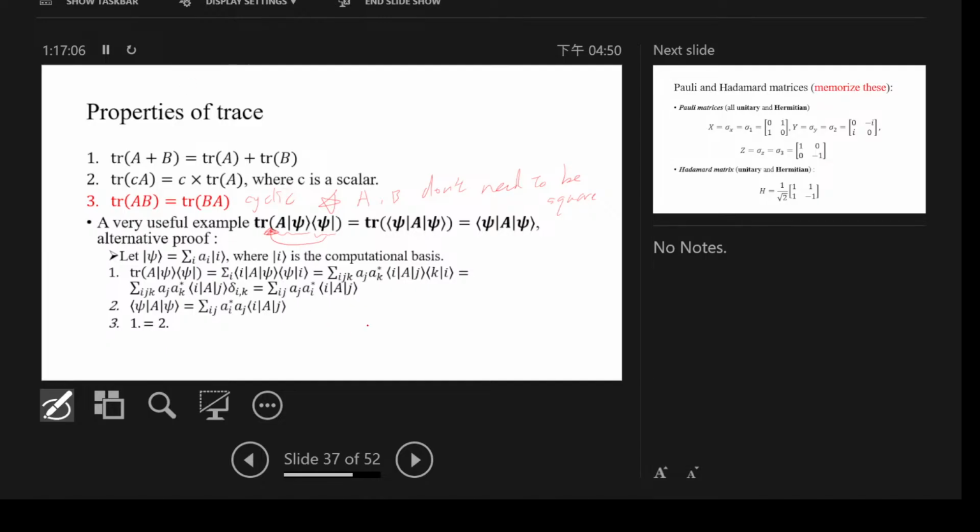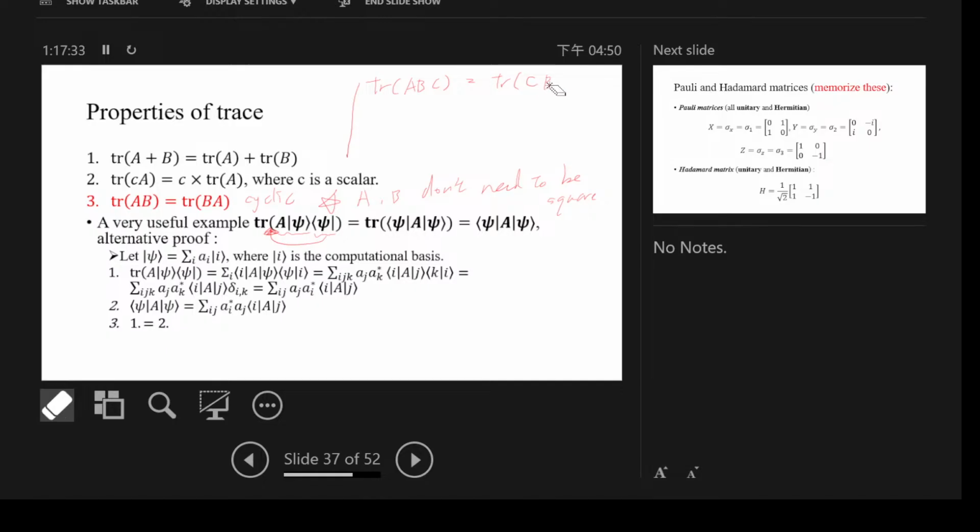Let's talk a little more here. Also, be careful about the cyclic property. It's not that you can simply reverse the order like AB to BA; really it's cyclic, you cannot totally reverse the order. Say you have three matrices, you have trace ABC, then by the cyclic property you can do this cycling, so it is equal to trace CBA.